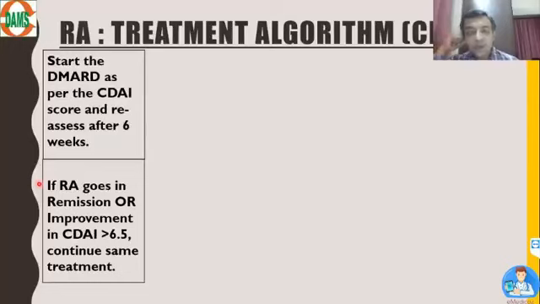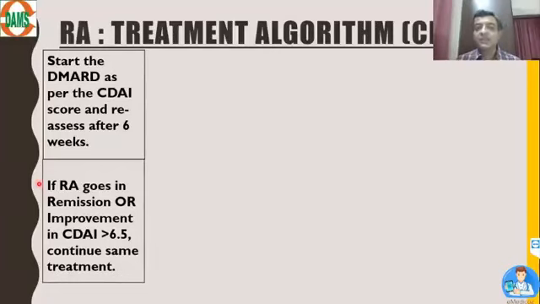Max score is not needed; do the math at home, 28 plus 28 plus 10 plus 10. But that's not important. What is important is the score. Depending on the score, you categorize the patient of RA into mild, moderate and severe. After categorizing, you start the patient on treatment. After starting a particular treatment, you wait for 6 weeks for the result to occur. After 6 weeks, you have to again check the CDAI score.